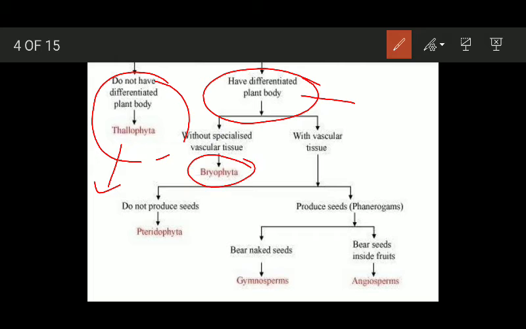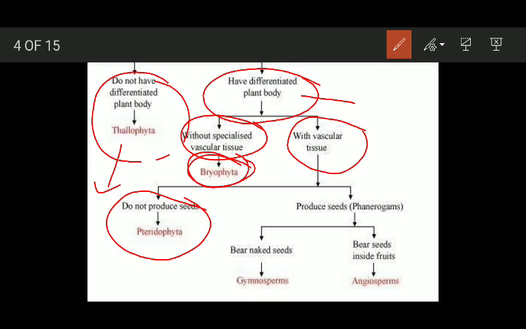Bryophyta, or you can say plants without specialized vascular tissue and plants with vascular tissue. Okay, and in this category we have Bryophyta. That means Bryophyta are those plants which do not possess specialized vascular tissues, and the plants with specialized vascular tissues, they have been further divided into those which do not produce seeds, and in this we have pteridophytes. Okay, and those which produce seeds, which are also known as phanerogams, they have been further classified on the basis of whether the seeds are enclosed in fruits or not into gymnosperms and angiosperms.